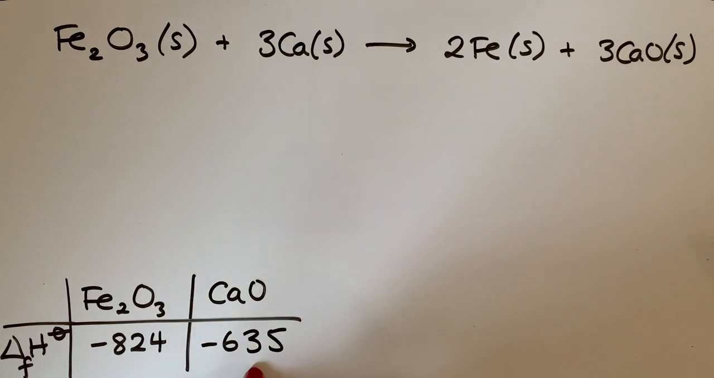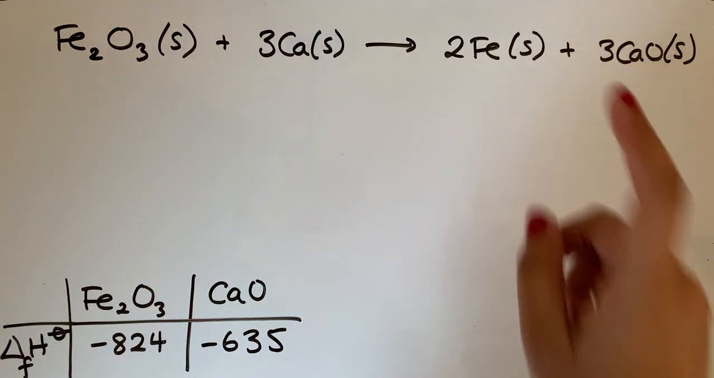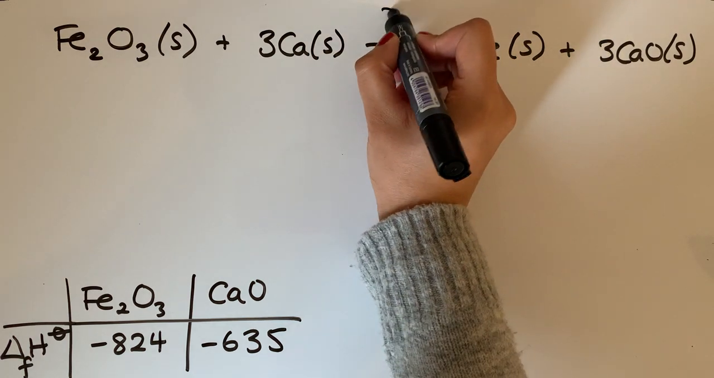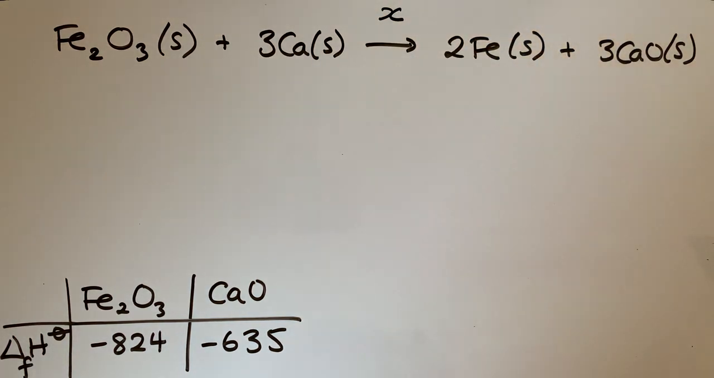So using this information, we are going to apply Hess's law and work out the enthalpy change of reaction for this here. So essentially what we're trying to work out is this route here. This is our x, this is our unknown. Given that they have provided us with enthalpy change of formation, if you remember, the definition of enthalpy change of formation is going from the elements to the compounds.